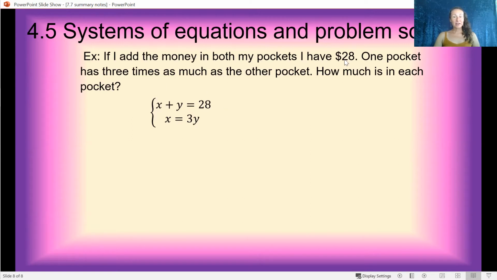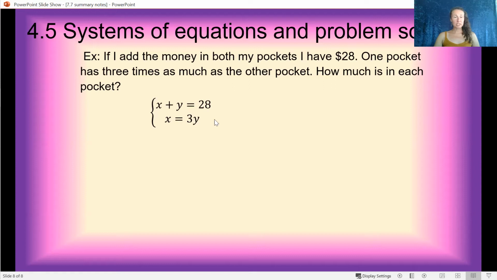So we assigned our variables. X is the amount of money in one pocket. Y is the amount of money in another pocket. We have 2 variables, so we need 2 equations. We set up our 2 equations. They add to get to 28. It tells us that in the first sentence. And the value of one of our pockets is 3 times the value of the other pocket. Once we've got these 2 equations for these 2 variables, we can go right into solving this.